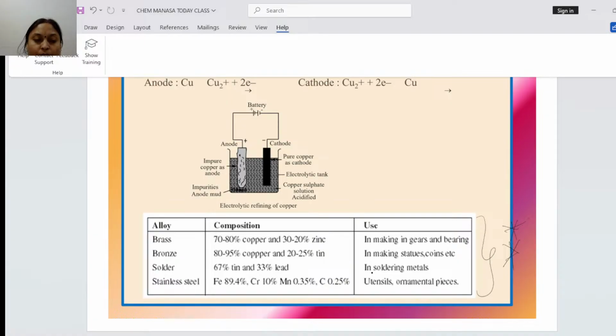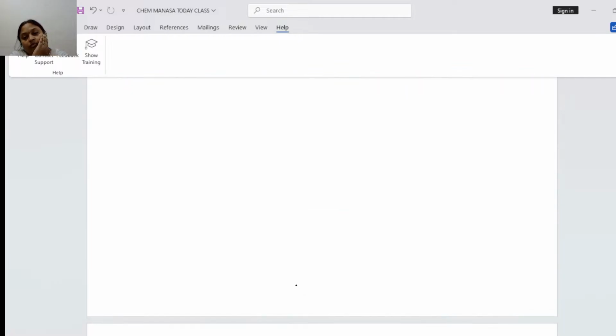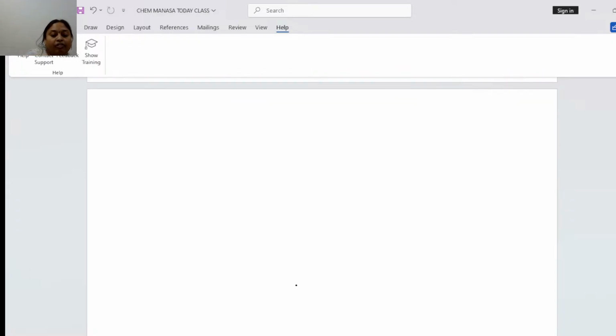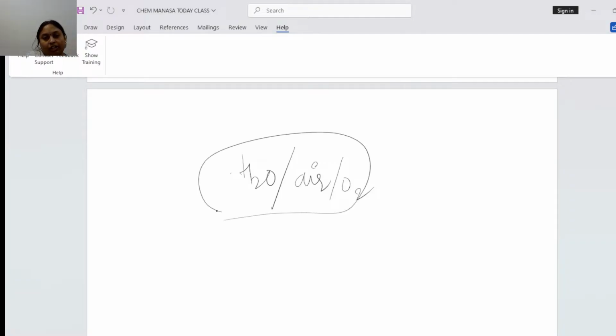Everyone please focus on this. In soldering, solder is used. What is the reason? It is having a low melting point. Here nickel is also there. Now, one more thing. For corrosion, the essential conditions are moisture, air, and oxygen. Regarding this, how can we prove that?